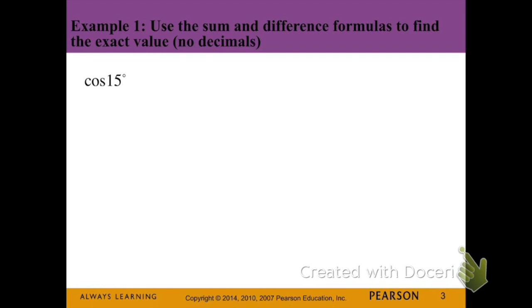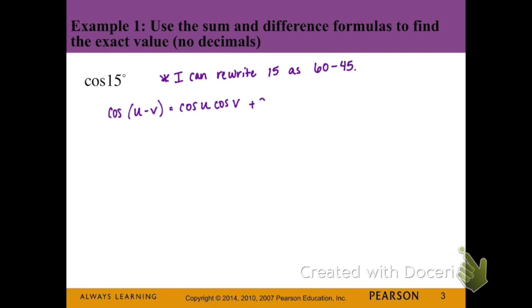So first of all, we notice that 15 is not on our unit circle. If it was, we could just look at that reference angle and say what the x coordinate of the point was. So what I'm going to do is think about how I could rewrite 15 using reference angles on my unit circle. So I can rewrite 15 as 60 minus 45. So I'm going to use my difference formula for cosine. And my u, I'm going to plug in 60, and for v, I'm going to plug in 45.